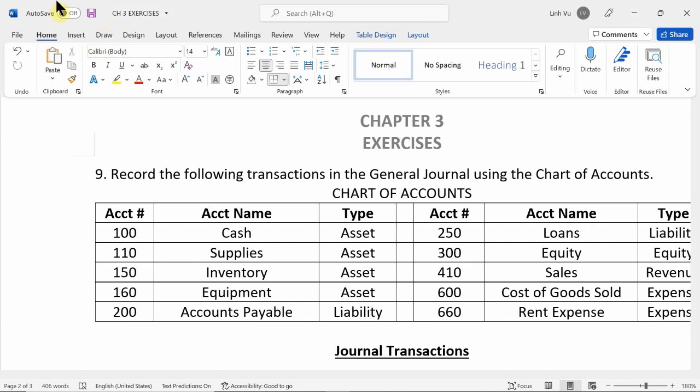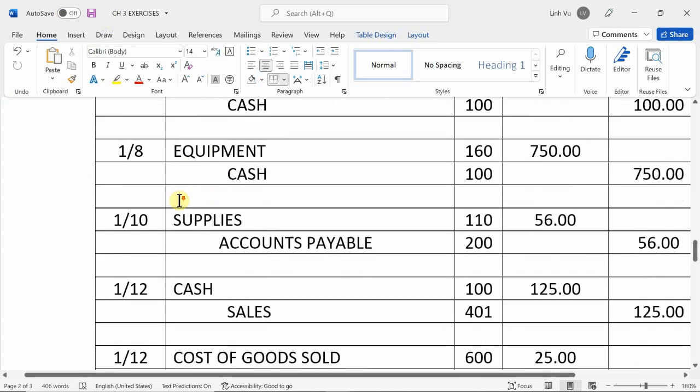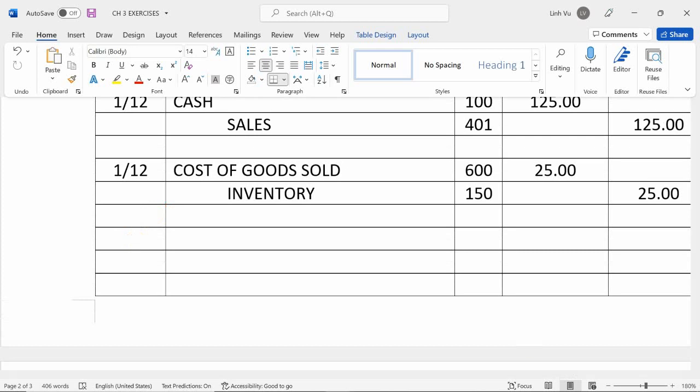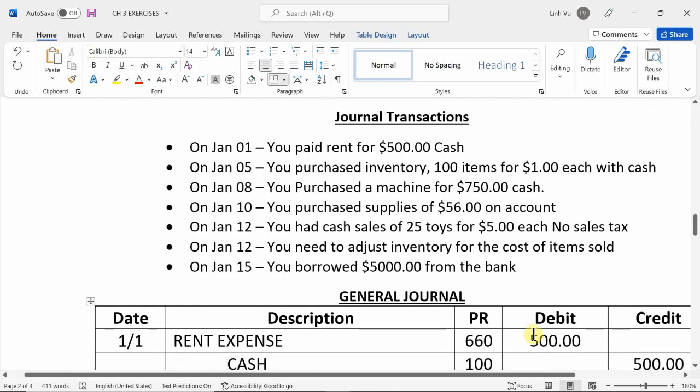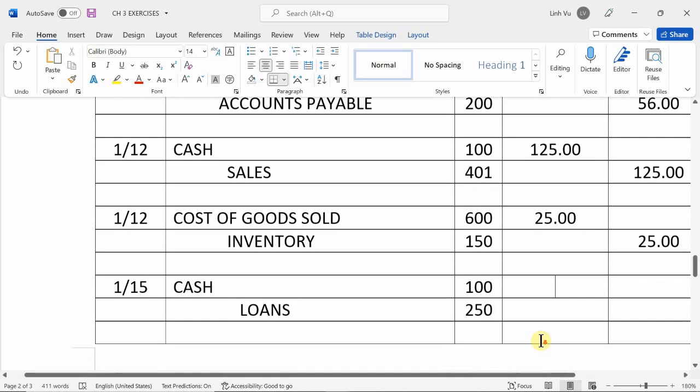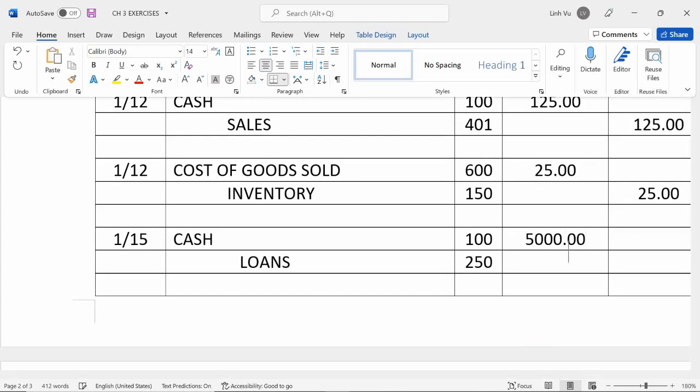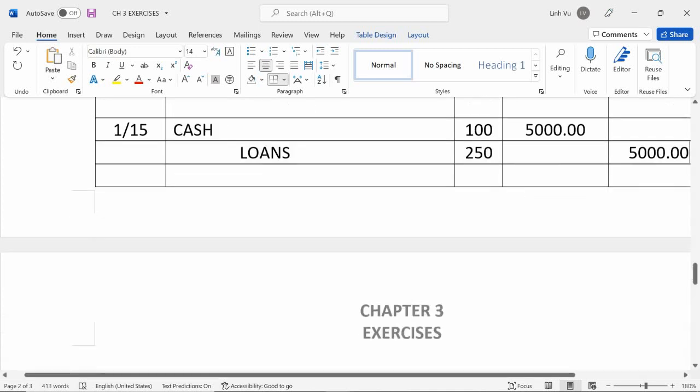So on January 15, we increased our cash flow because we borrowed money. And because we took a loan, that means we owe money. So, how much money did I borrow? 5,000. You borrowed $5,000. So, therefore, you owe the bank $5,000. Okay? All right, good job.